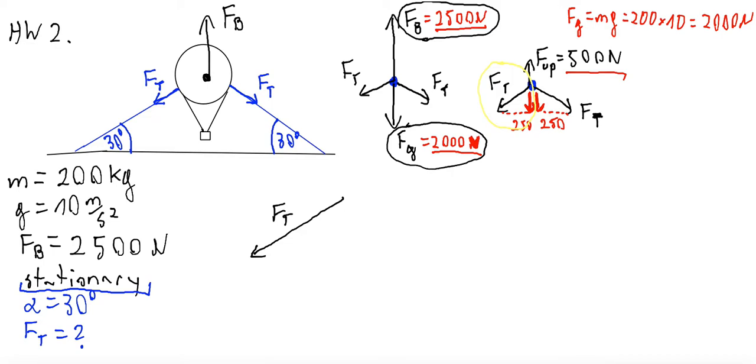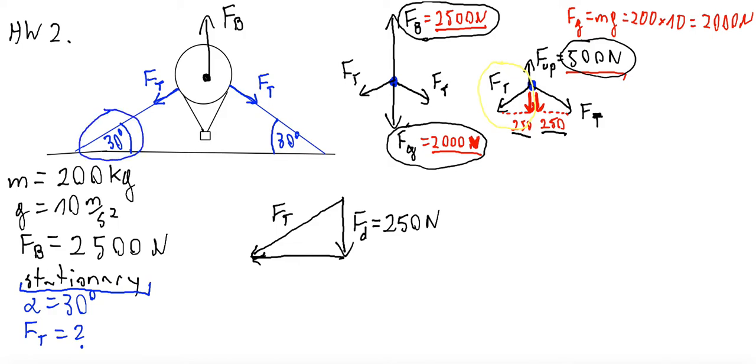Okay? Which can be split into two components. One acting down, let's name it Fd down, which is equal to 250 newtons. Again, 250 because we have two cables, and 2 times 250 gives 500. And this component is not important in this exercise. And we have one more important thing. This angle here is 30 degrees.